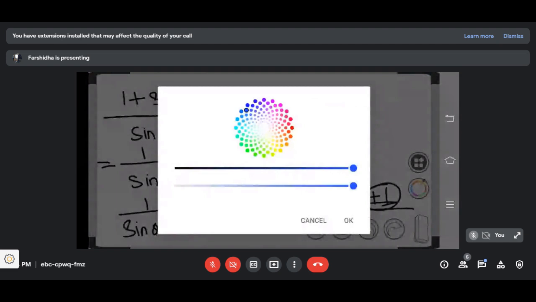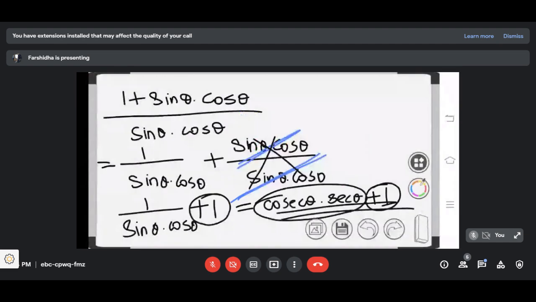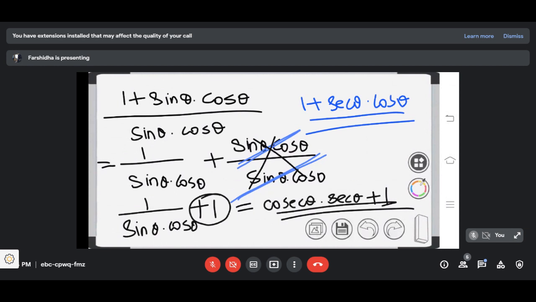This you can write as 1 plus sec theta into cosec theta. Both are same. Cosec theta into sec theta plus 1 is also equal to 1 plus sec theta into cosec theta, which is equal to RHS. Hence, proved.